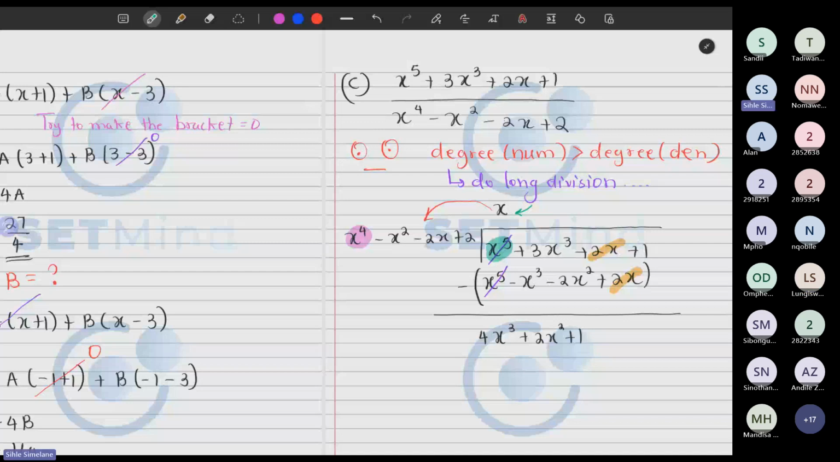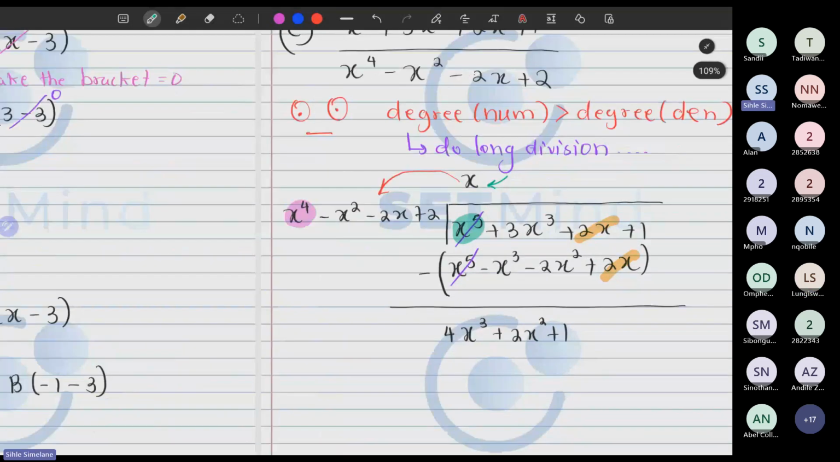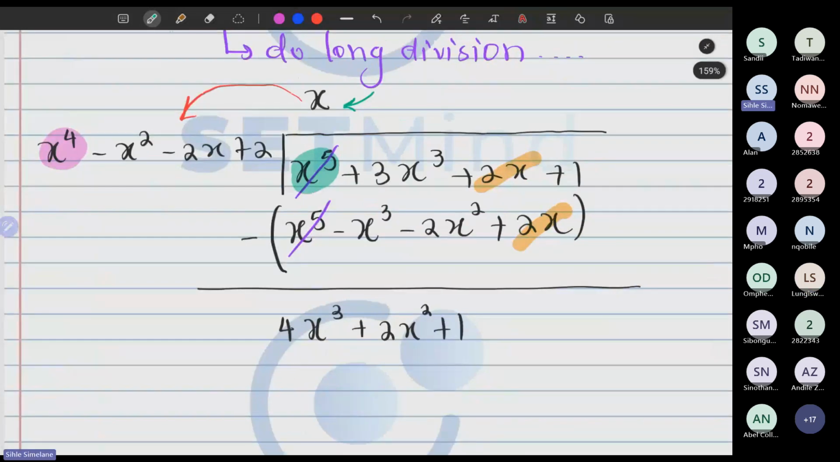Okay, let me see what you are saying. So let's zoom in a bit. So you can see the negative which is out here, isn't it? No, x times negative 2x from the divisor, it's negative 2x squared. X times negative 2x, it is negative 2x squared. Okay, I can see now. I'm wrong. Okay.